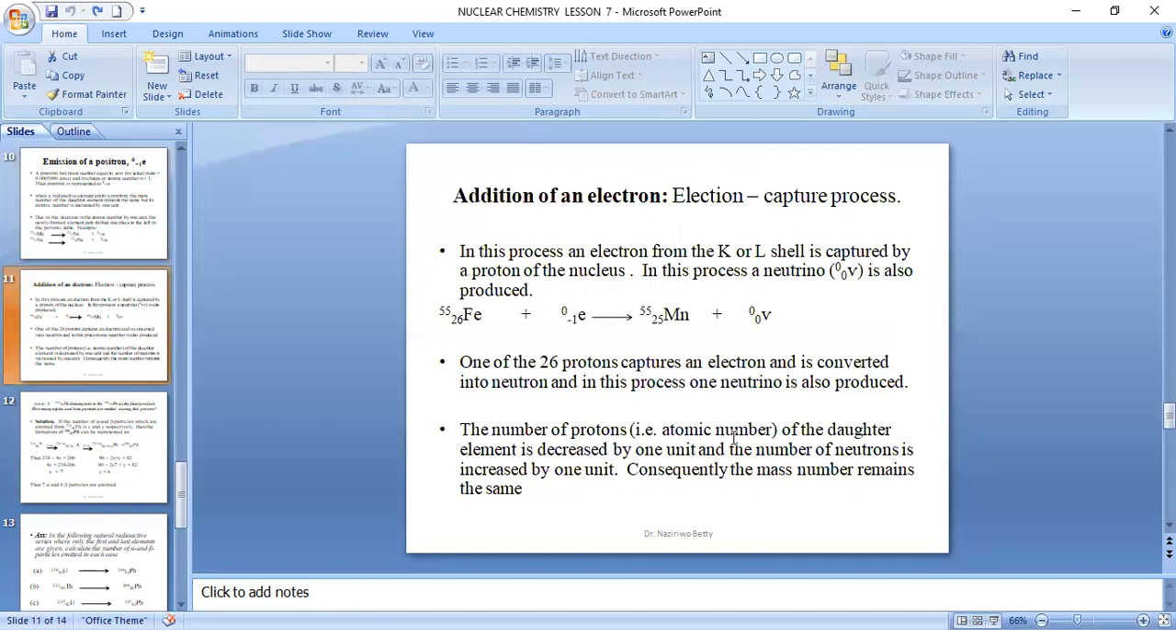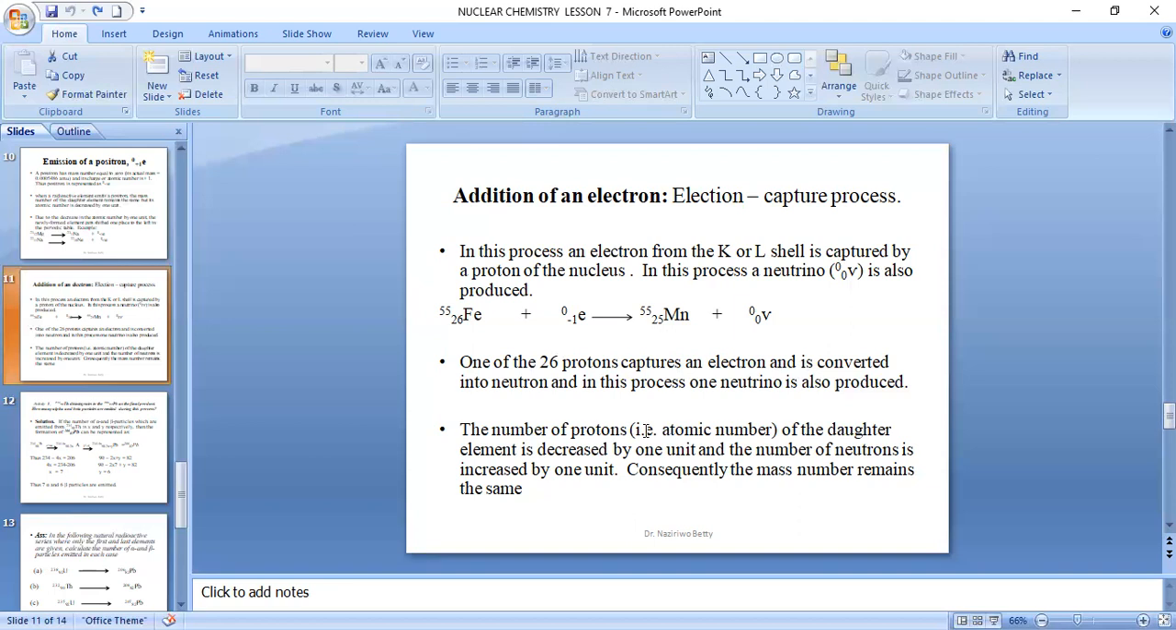Addition of an electron or electron capture process. In this process, an electron from the K or L shell is captured by a proton of the nucleus. In this process, a neutrino is also produced. Here, an example is iron-55, which captures an electron to give rise to the formation of manganese-55 plus an emission of a neutrino.